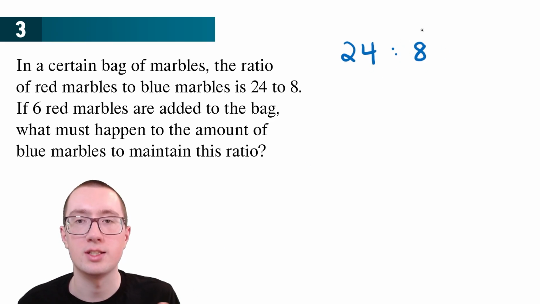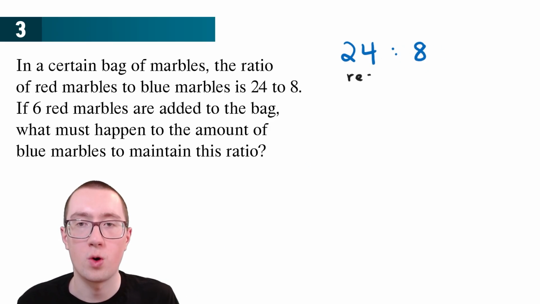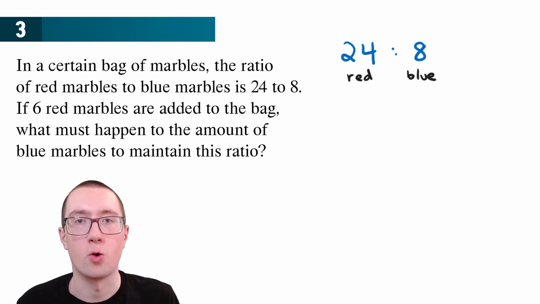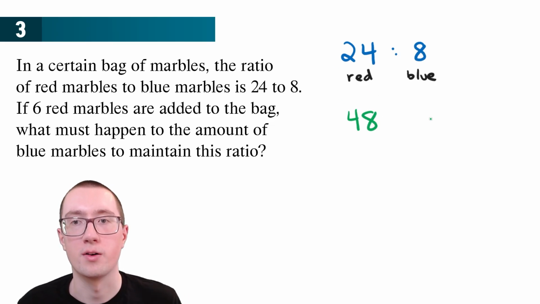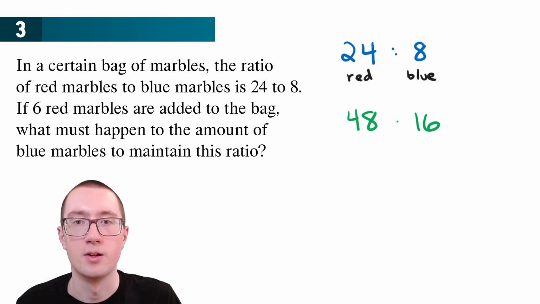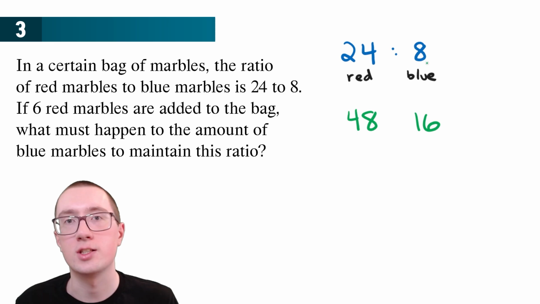And basically what this means is for every 24 red marbles, there have to be 8 blue marbles that go with it. So for example, let's say there were 48 red marbles in the bag. Well, that's double 24. So there would need to be 16 blue marbles because that's double of 8. So for every 24 red, there needs to be 8 blue.